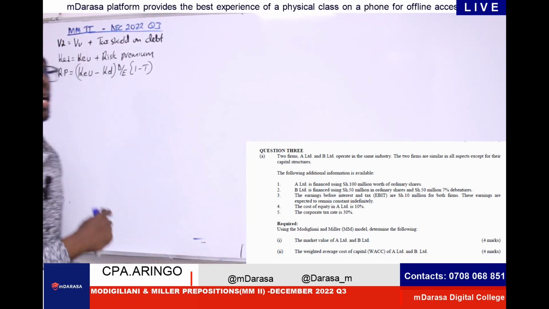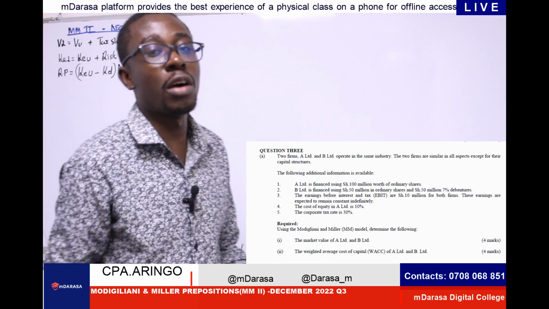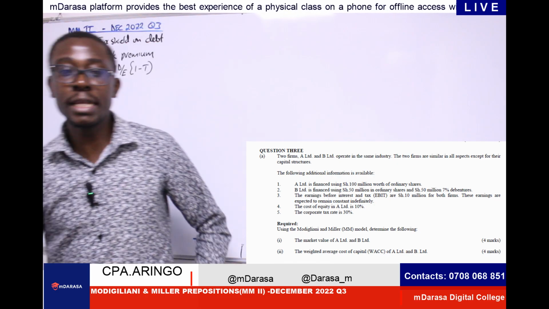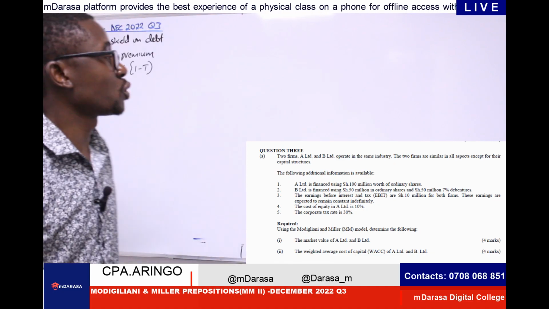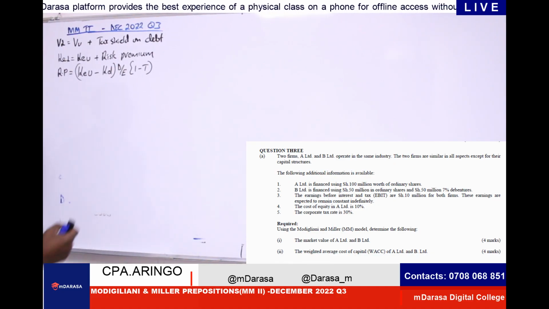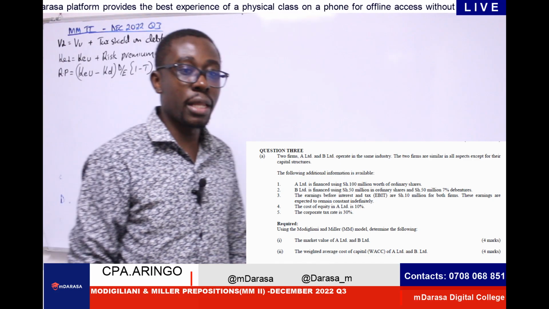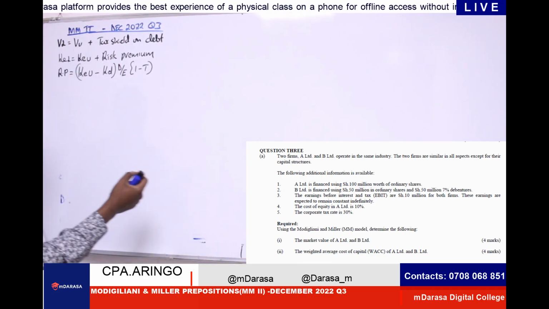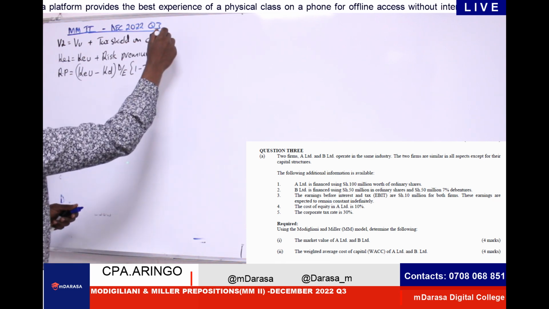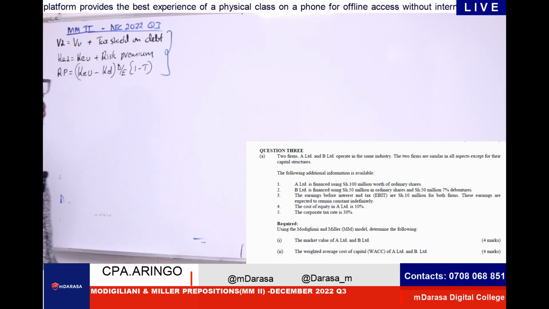So once we have this, it is as if you have everything. For MM, or Modigliani and Miller proposition 2 with the component of tax, this is very vital. You can't handle any question for MM with tax without these concepts.